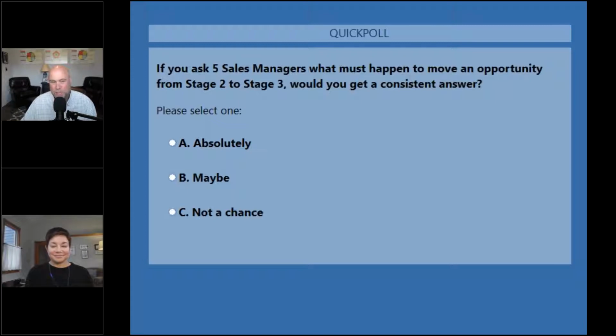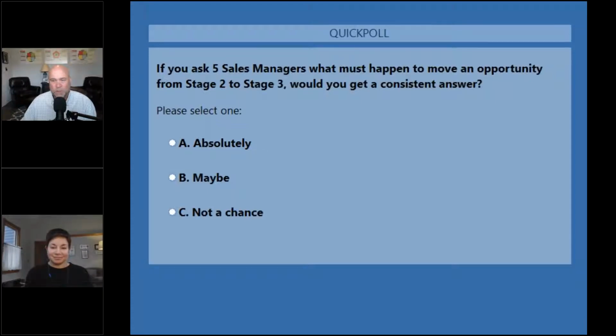So let's go ahead and place your answers up here. Is it A, B, or C? Are the stages of your pipeline process clearly defined enough that everybody knows exactly what has to be done before they move an opportunity from one stage to the next? So we'll give you another couple of seconds. It's a pretty easy question.